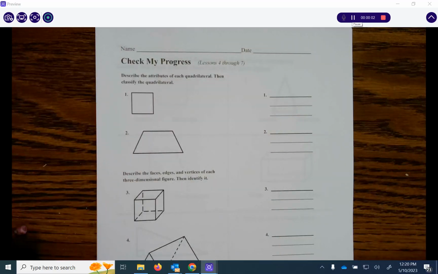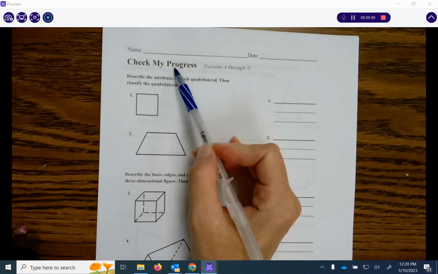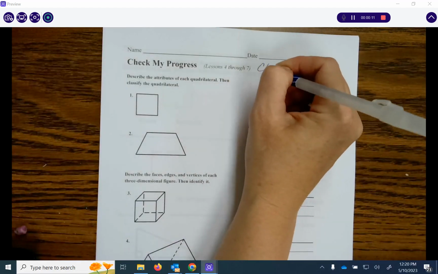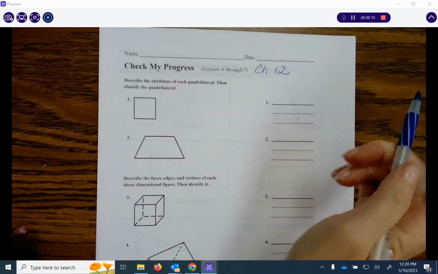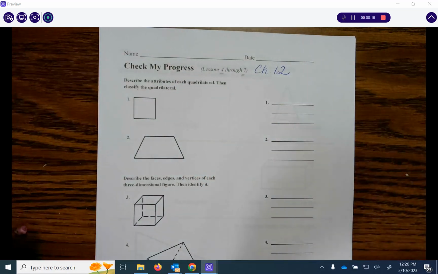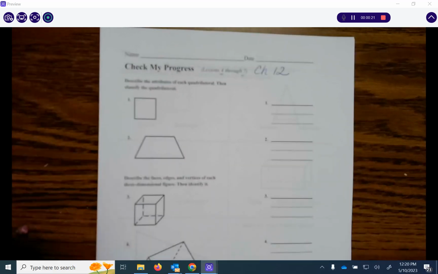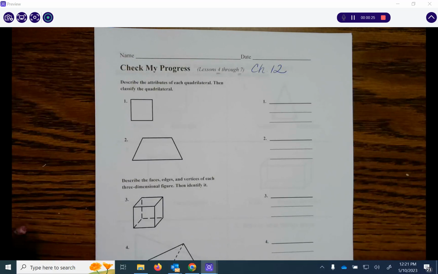Good day, mathematicians. We are going to be going over your Check My Progress. This is Chapter 12, your study of geometry, and we're going to be going through lessons 4 through 7. All right, describe the attributes, that means characteristics, of each quadrilateral, then classify the quadrilateral.